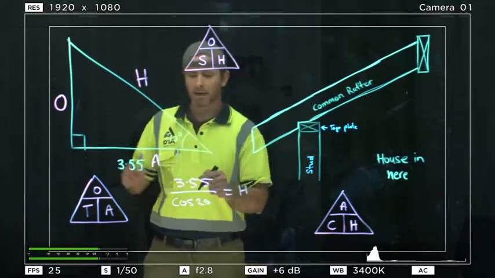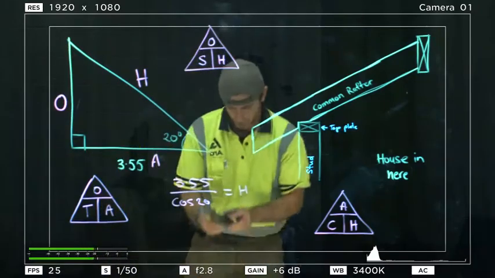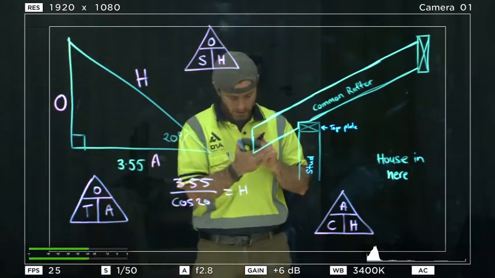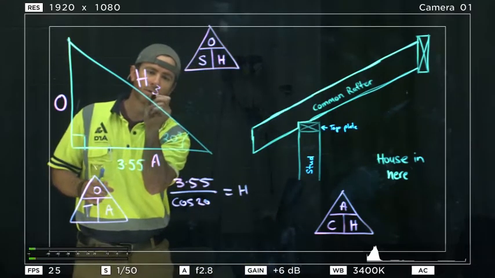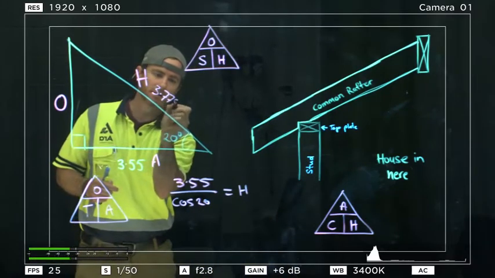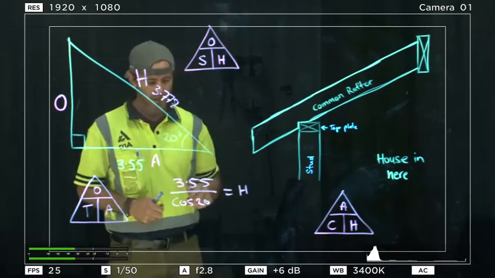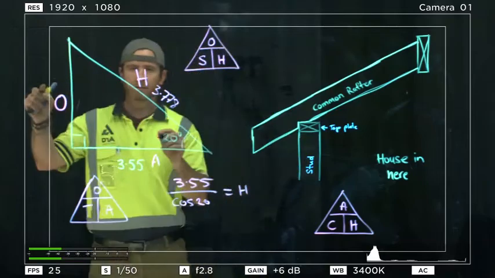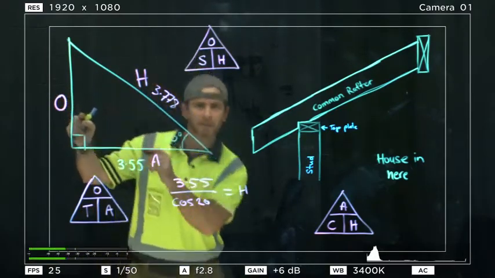If we do that quick calculation, it should give us this length. Now, I'm going to quickly do it on my computer. And we get 3.778. Easy.